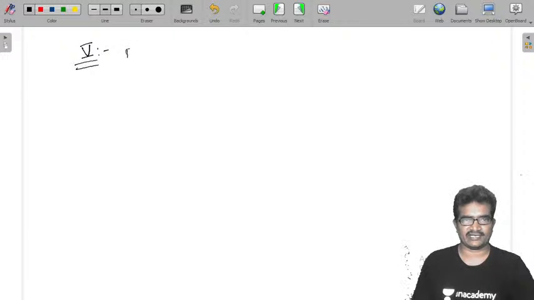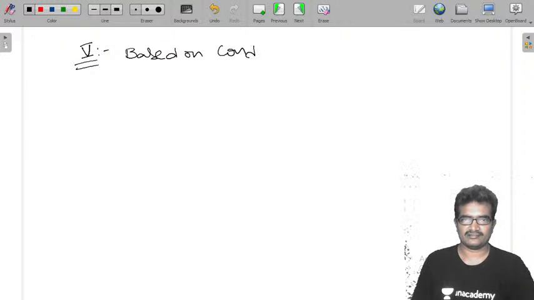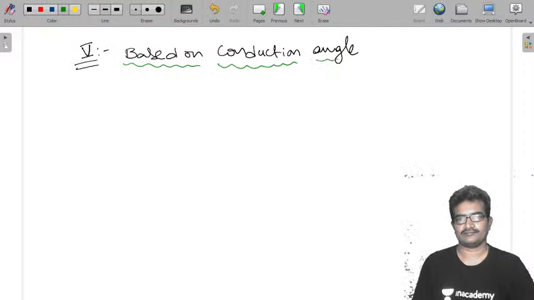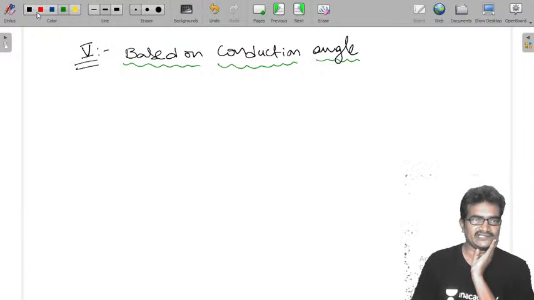based on conduction angle. Okay, here for this I am going to make a table.